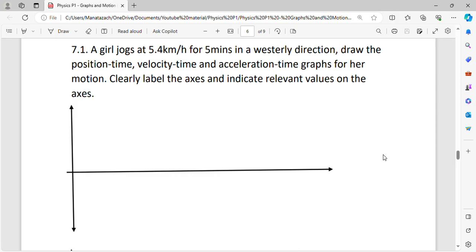Today we are continuing with our series on motion in one dimension. We'll be focusing on graphs and motion. So let's start with today's lesson.